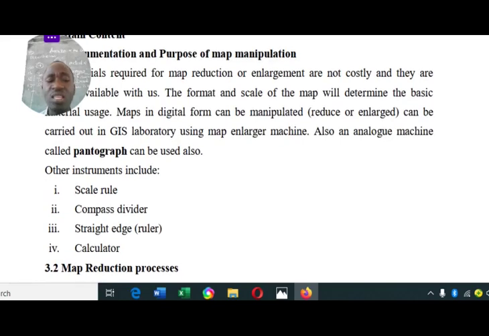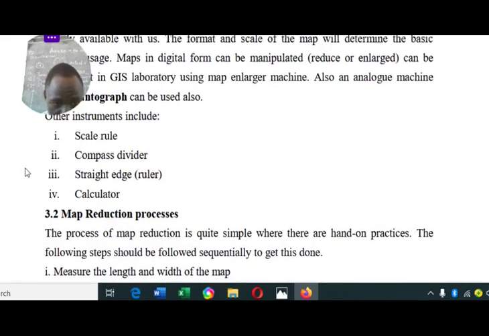They are saying that other instruments we can use, if we don't use the technology, or what we have termed the GIS laboratory, are the scale ruler, the compass, the divider, and then a straight edge or a ruler, then the calculator, where we shall be seeing how we calculate. They are saying now, map reduction.